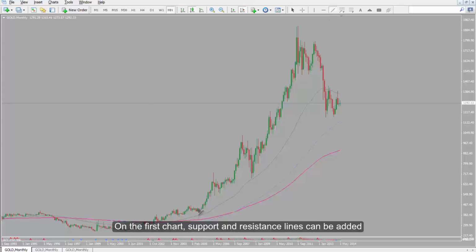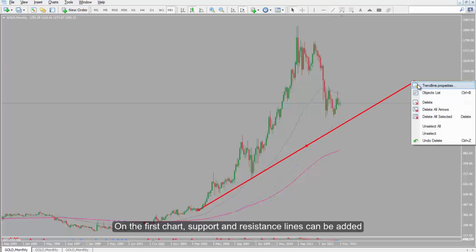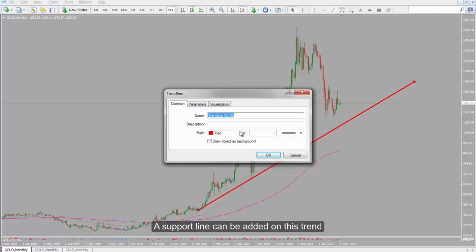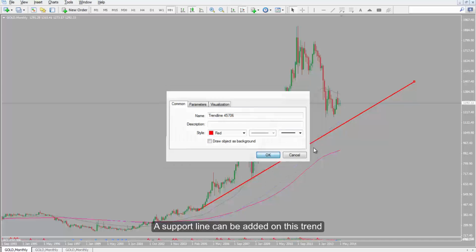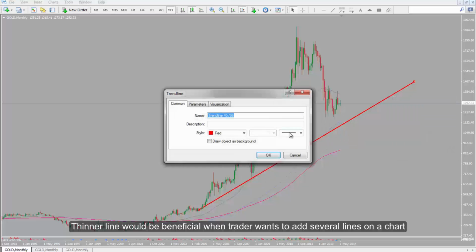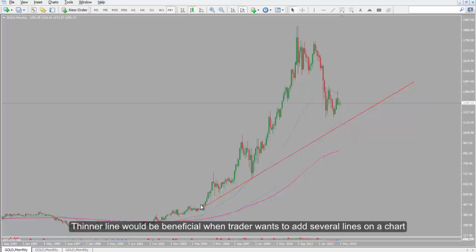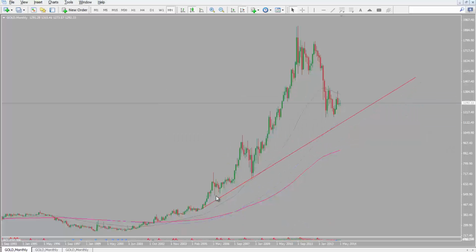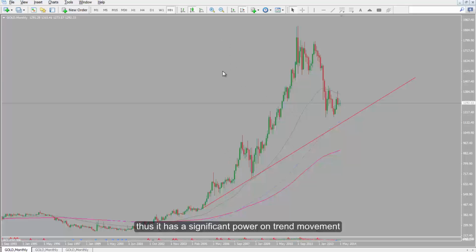On the first chart, support and resistance lines can be added. A support line can be added on this trend. A thinner line would be beneficial when a trader wants to add several lines on a chart. This support is drawn on a monthly time frame. Thus, it has a significant power on trend movement.